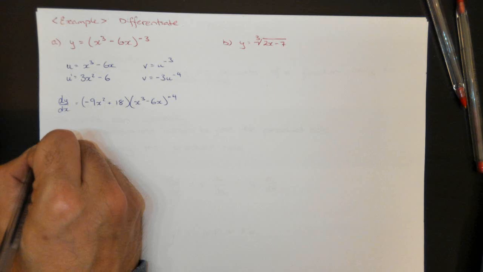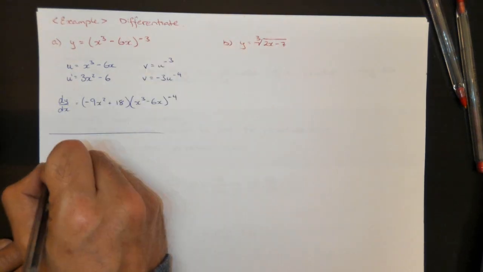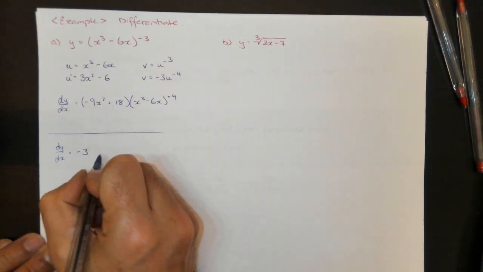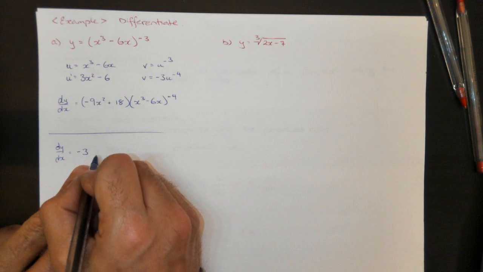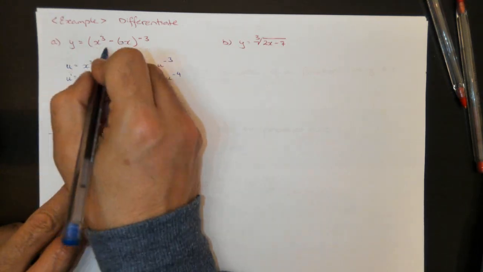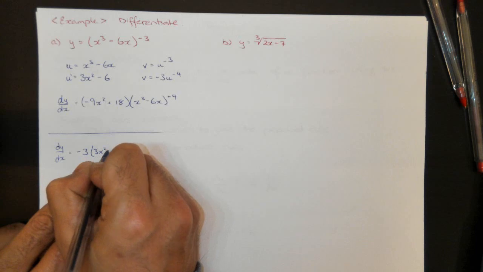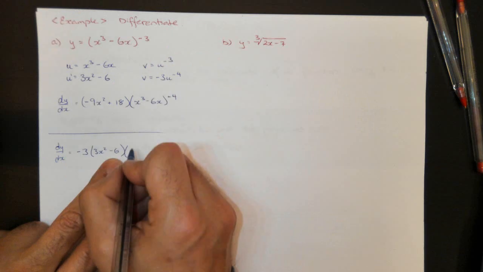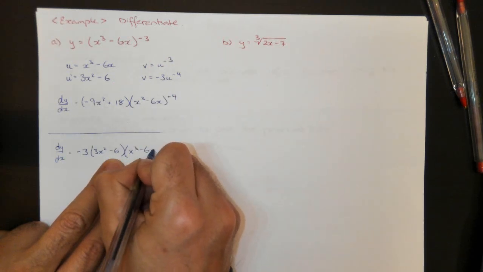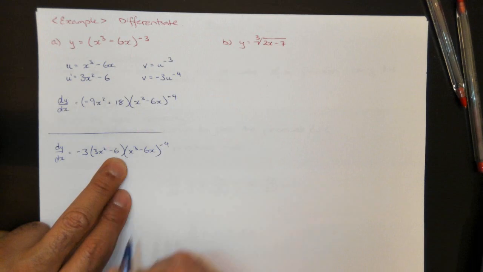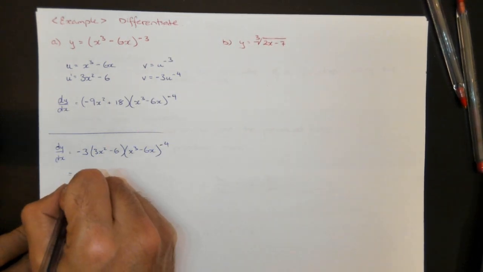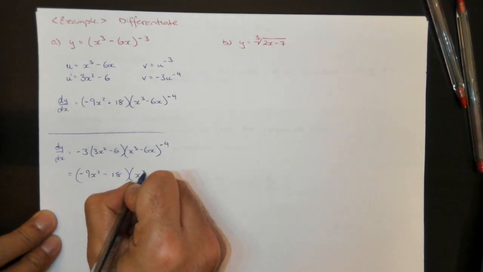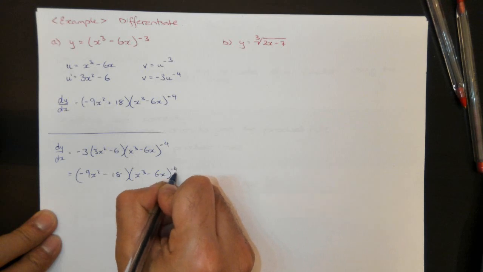Otherwise, using the second method, we bring down the power, minus 3. We multiply by the derivative of what's inside, so the derivative is 3x squared minus 6. We keep this and we reduce the power. So minus 9x squared plus 18 times x cubed minus 6x to the power of negative 4.